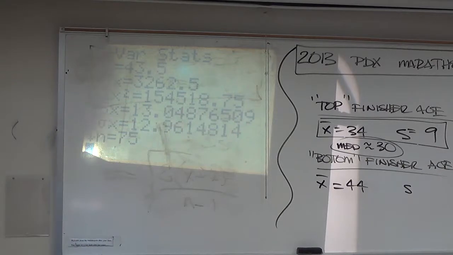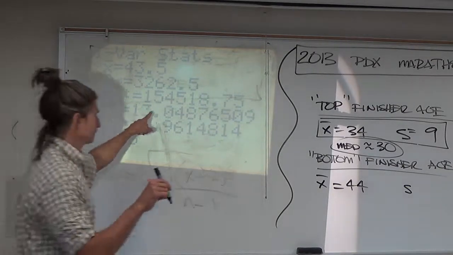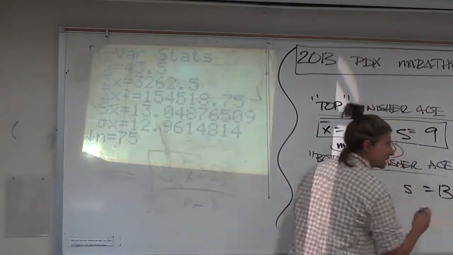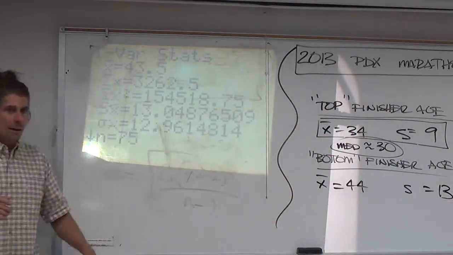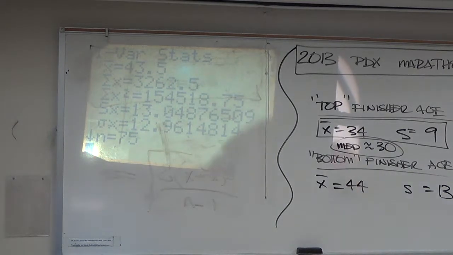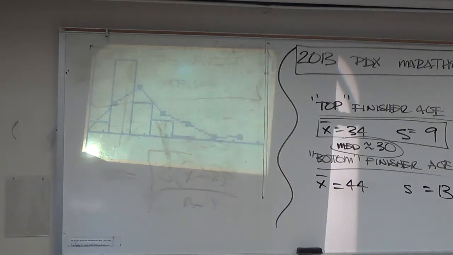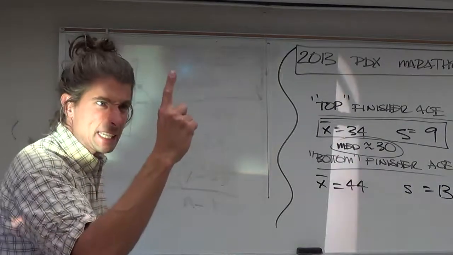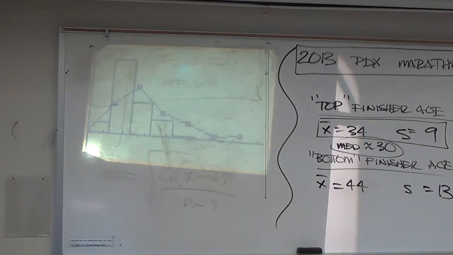Cool so far? What's the standard deviation? 13 years. It's actually bigger than the other one's standard deviation. Explain that to me. Let me see hands on this one. This is a non-mathematical, purely statistical question. Let me see hands. Why is that one standard deviation bigger than the others?